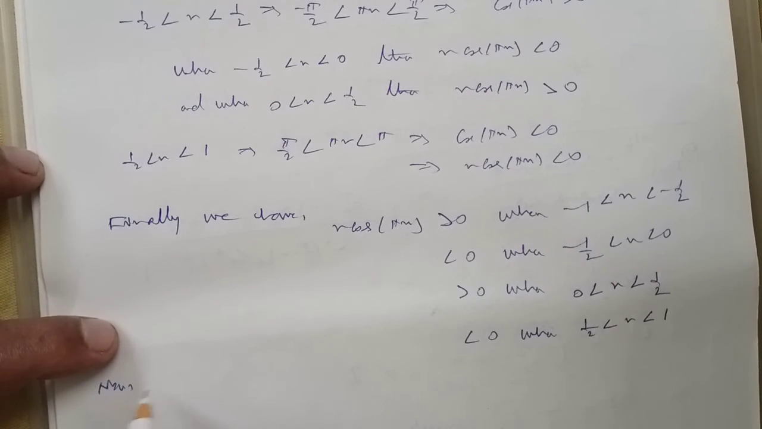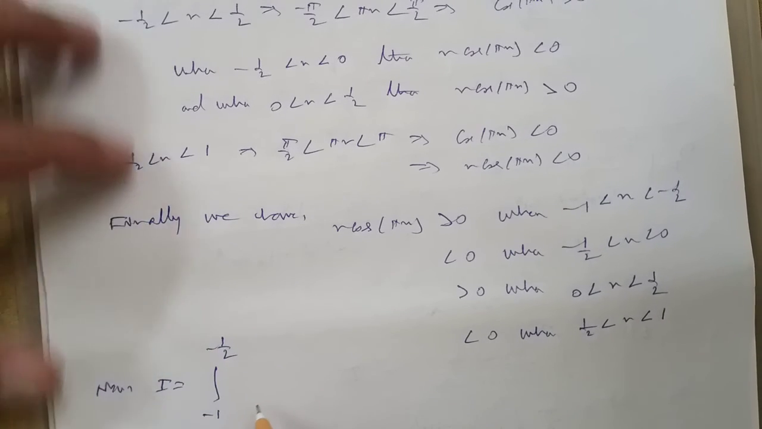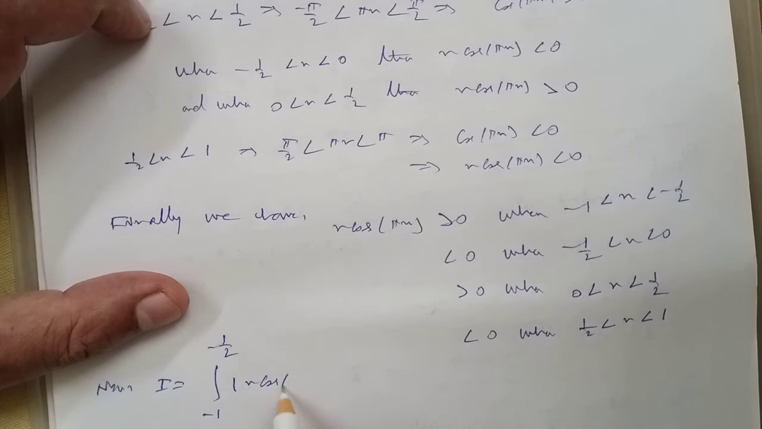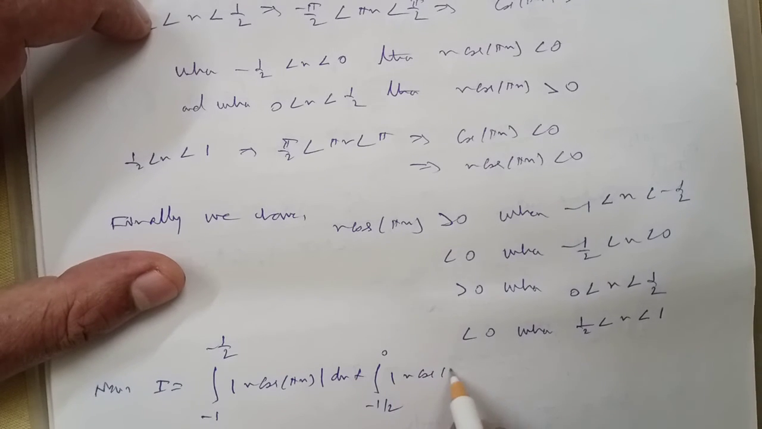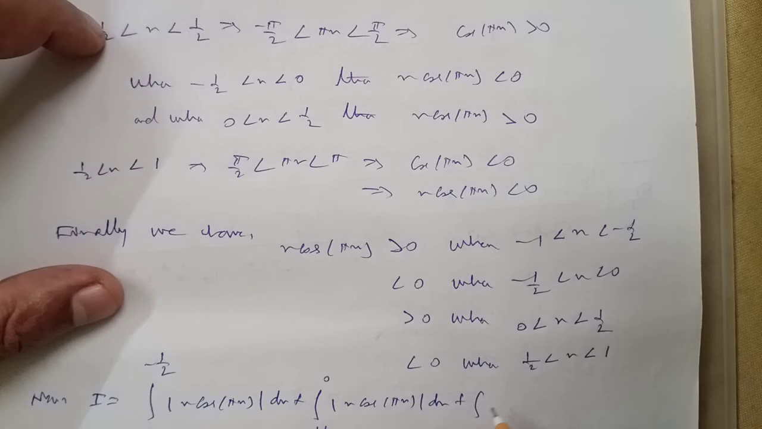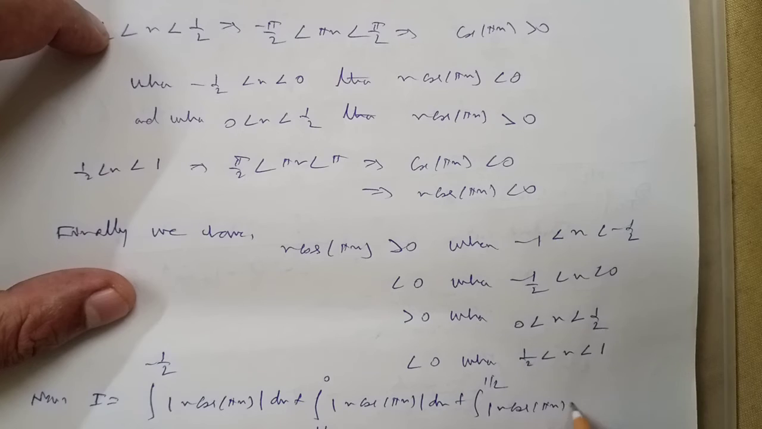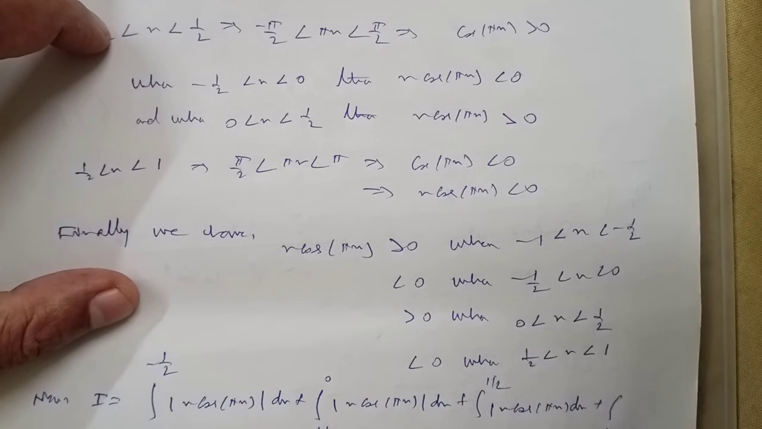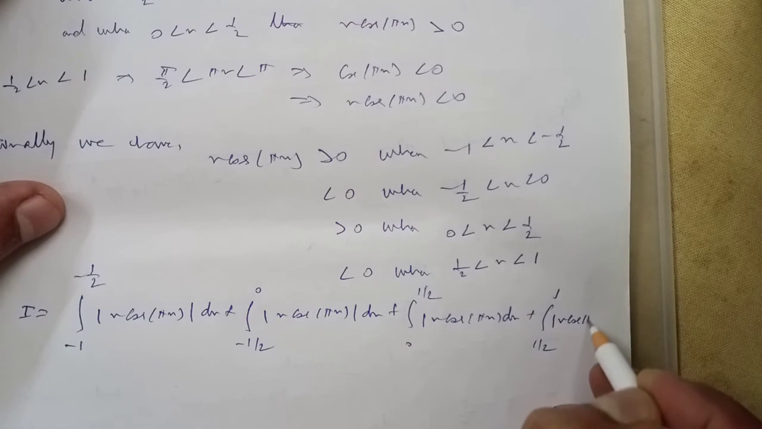Now I equals integral from -1 to -half of mod of x cos pi x dx, then -half to 0 mod of x cos pi x dx, then 0 to half mod of x cos of pi x dx, and lastly half to 1 mod of x cos of pi x dx.